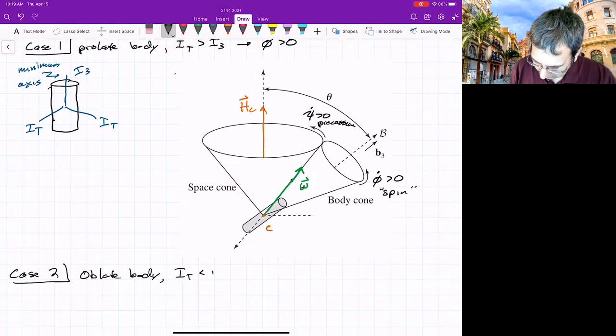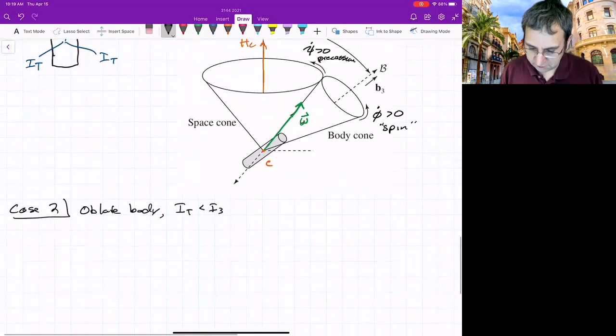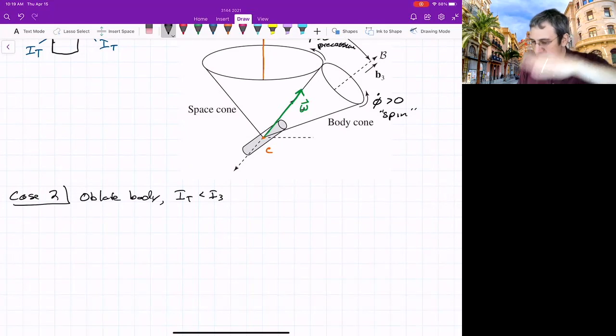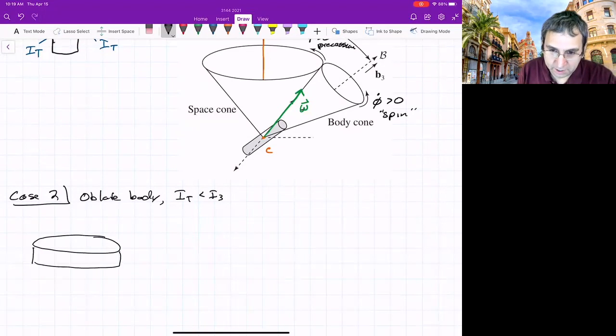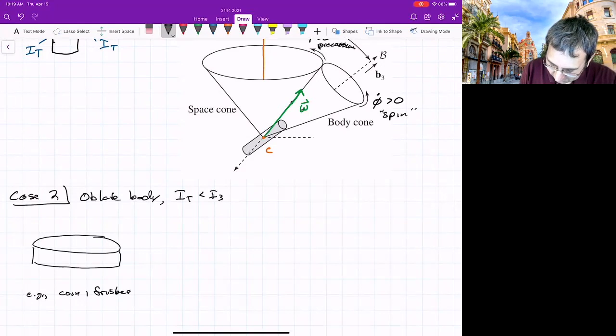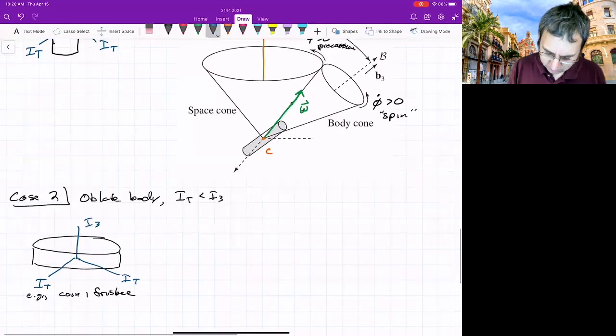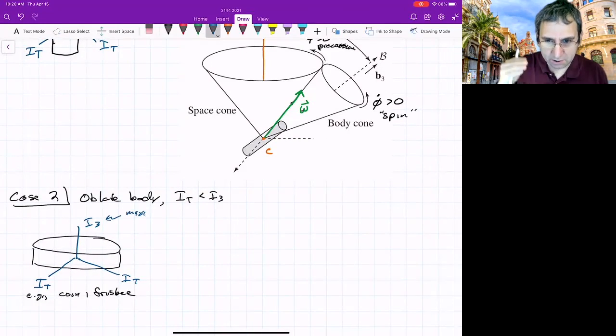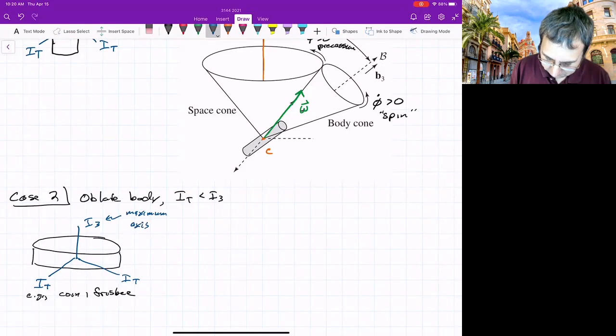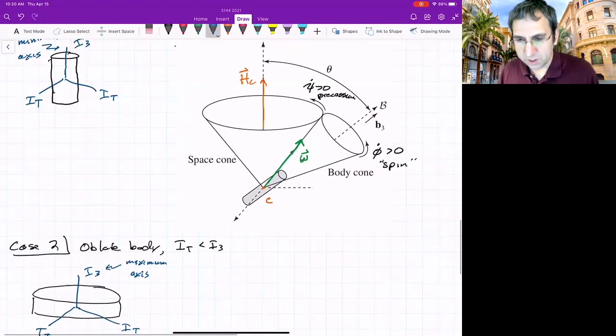The other case was the oblate body. IT is less than I3. So I3 is dominant. If you want, let's just take that cylinder and squish it down, but not all the way. So this is like a coin, quarter, or a frisbee. And we've got, like before, about the center of mass, there's IT in this transverse symmetric direction. And then we've got I3, which is now the major axis. There's the minimum axis. I guess we'd call it the maximum axis. The other terms would be minor and major. Maximum axis, meaning it's got the most mass transverse to it. And in that case, the orientation of the cones is different.